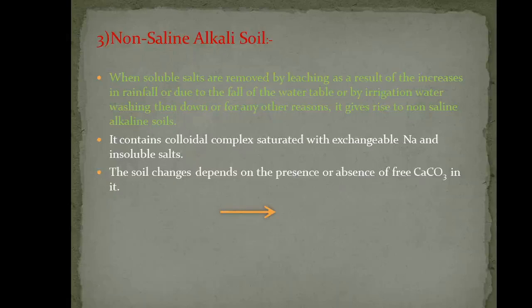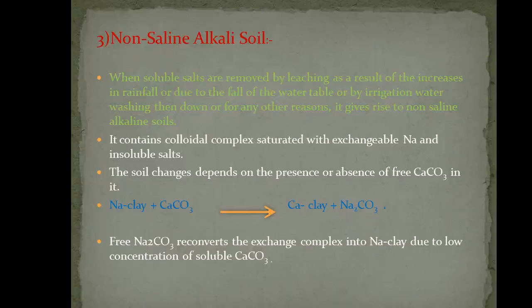The soil changes depend on the presence or absence of free CaCO3. If the reaction is Na clay plus CaCO3, Ca clay exchanges with Na, giving Ca clay plus Na2CO3. Free Na2CO3 reconverts the exchange complex into Na clay due to low concentration of soluble CaCO3.